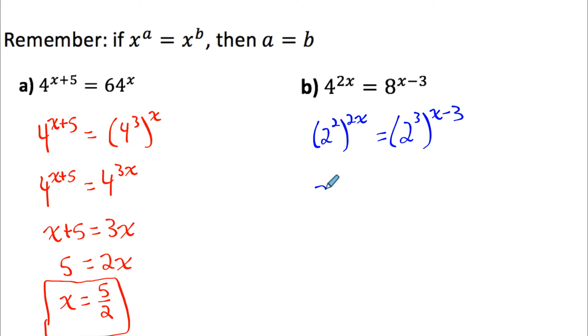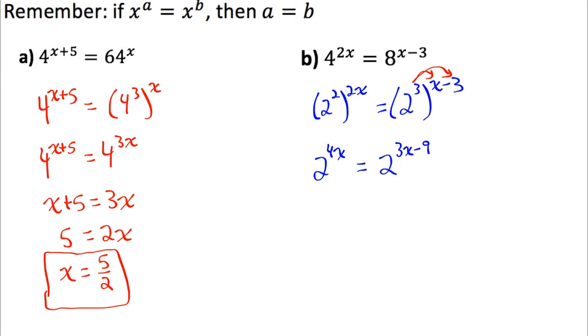So I would have on the left side of the equation 2 to the 4x, and on the right side, I have to multiply this x minus 3 by 3. So don't forget to multiply the x and the negative 3 by 3, right? We're doing those multiplications. So I would have 2 to the power of 3x minus 9.